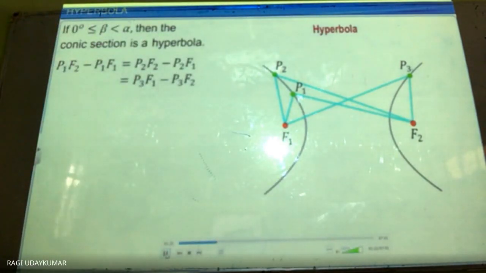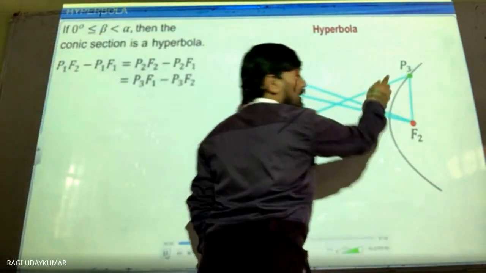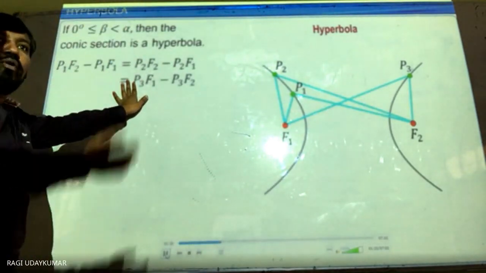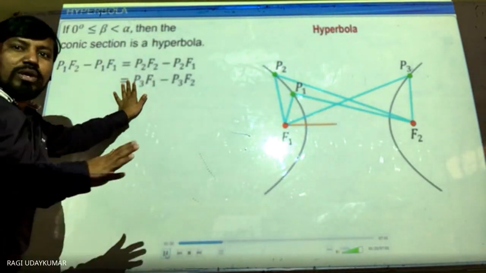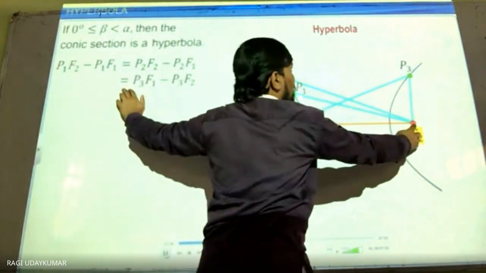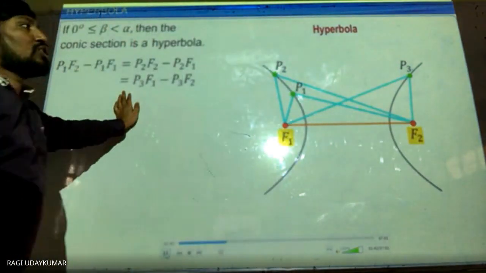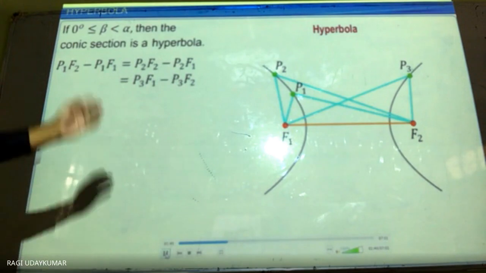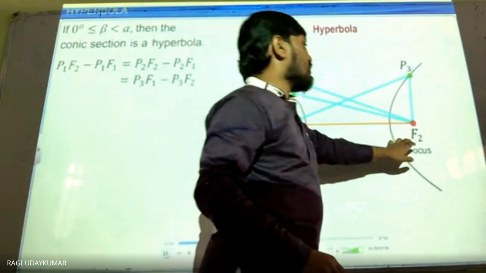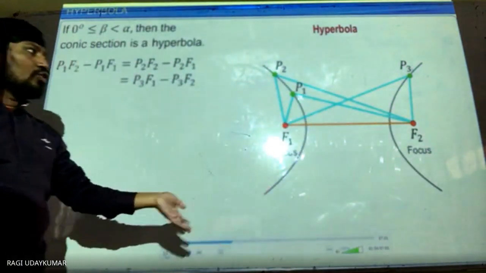The set of all points which satisfy this condition means that on this curve, all the points will satisfy the condition, and it will be a constant. When you join all the points together, it is considered a hyperbola. And these two are called foci, and the line segment joining the foci is called the transverse axis. This is called the transverse axis, and these two points are called foci, the plural of focus. You know that.